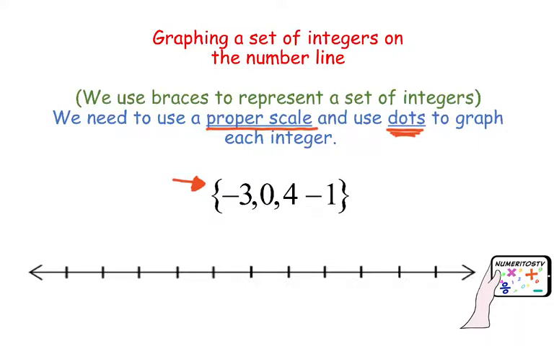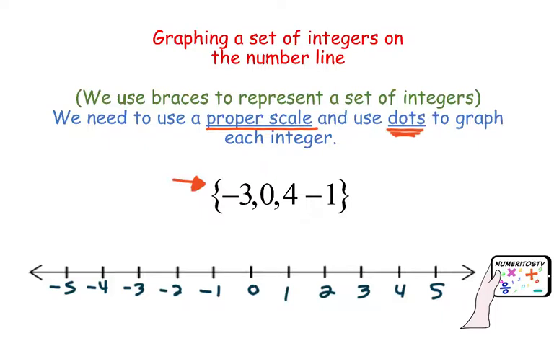Coming back to this example, first of all, we need a proper scale. As we can see, the largest integer that we have is 4. The smallest integer is negative 3. I also have 0, so 0 will be somewhere there in the middle. I have negatives and positives, and the range is not that big, so I can increase by 1 unit. If I increase by 1 unit, I will be able to fit these numbers. Remember, positive numbers go to the right of 0, negative to the left of 0. So I am just increasing by 1 unit. This will be a perfect scale for this set of integers.